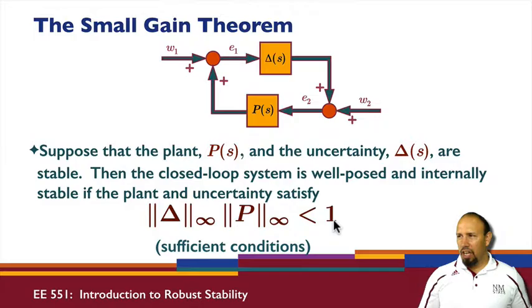We know how to compute the infinity norm of a transfer function. So if the infinity norm of delta is less than or equal to 1, then the only way this inequality is guaranteed to be satisfied is if the infinity norm of P is strictly less than 1. We have that result, and that's why it's called the small gain theorem. That is, the gain of delta and P must be strictly less than 1. That's considered small.